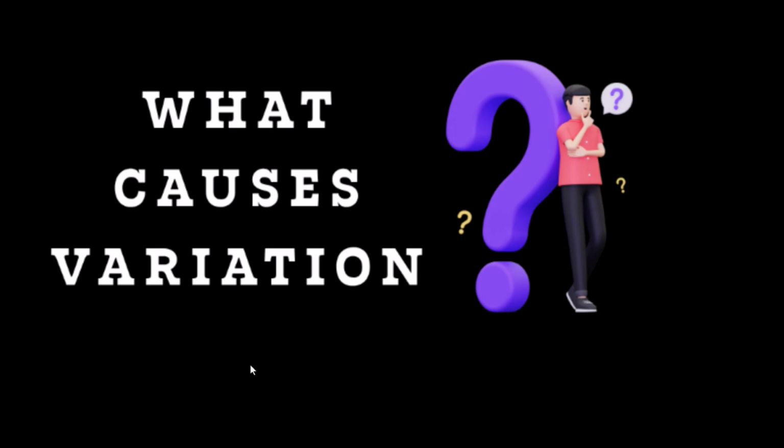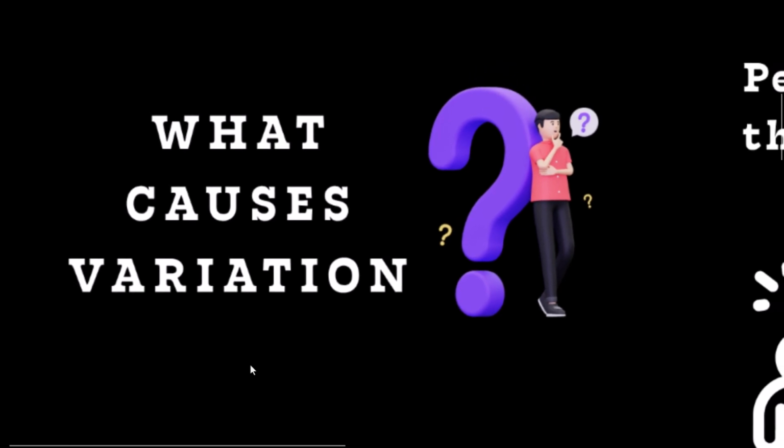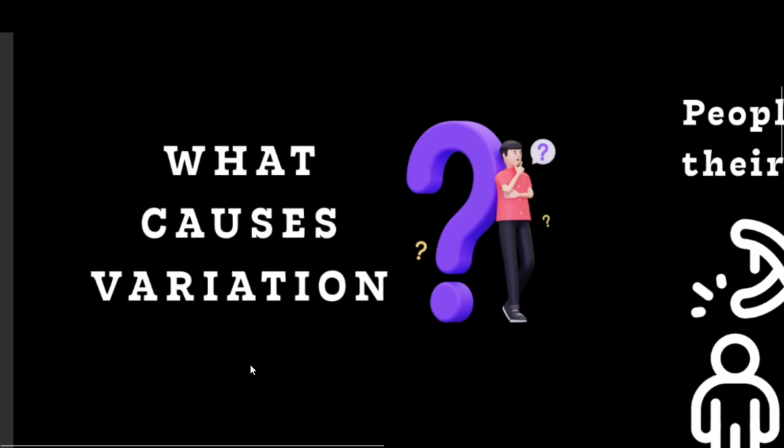So what actually causes variation? Why are you different from your sibling? Or why are humans different from each other? What can be blamed for the main differences that exist between individual organisms? Well, that is the discussion we're having today.